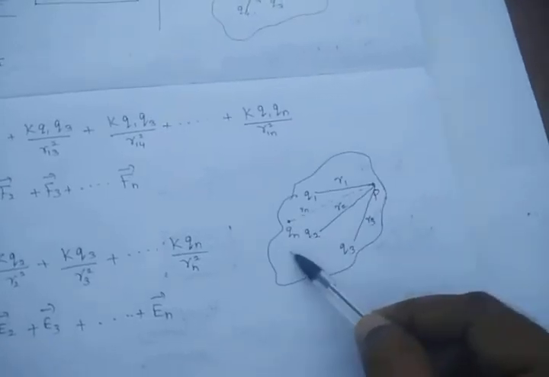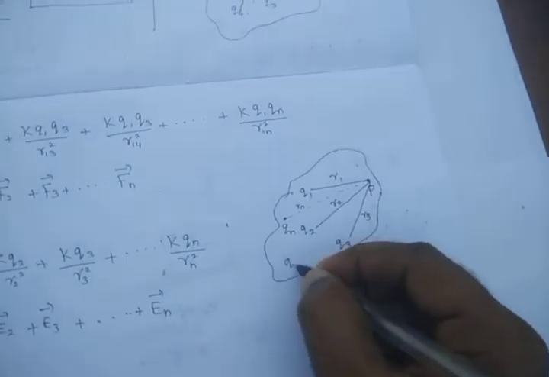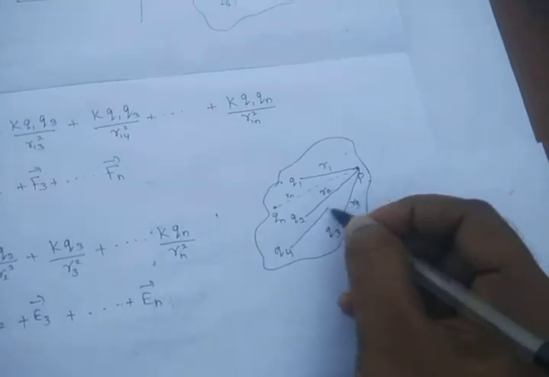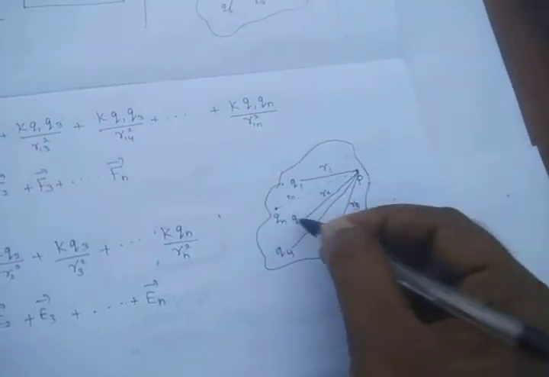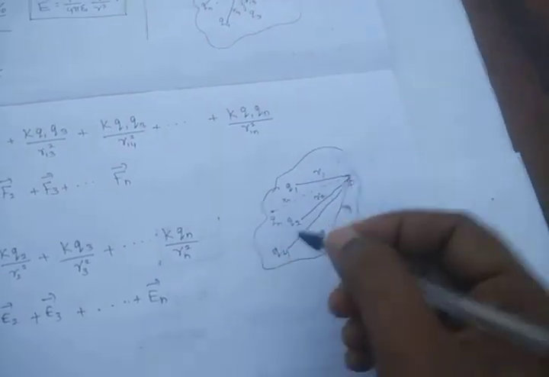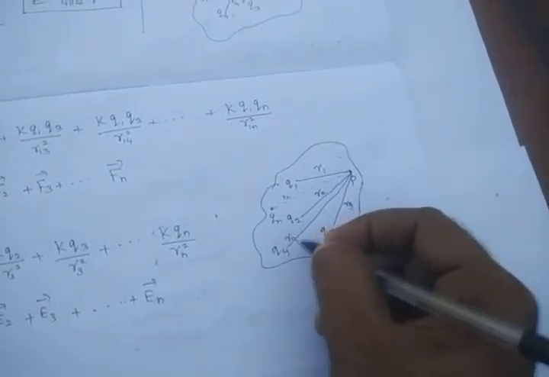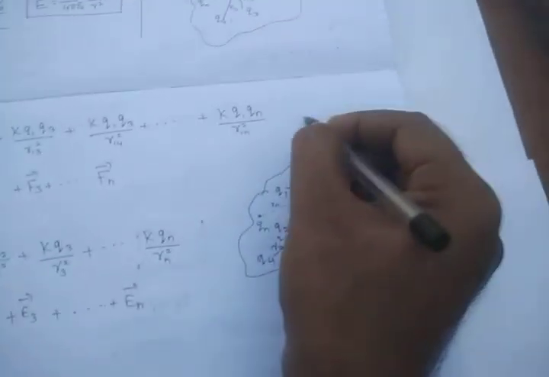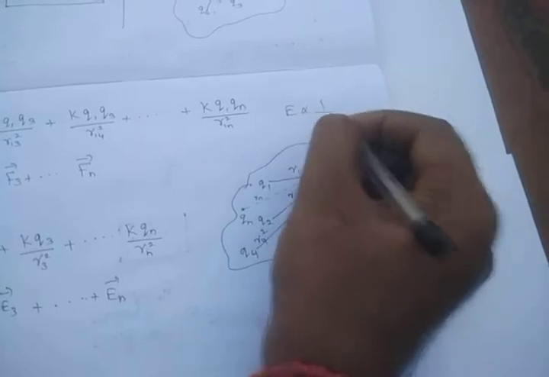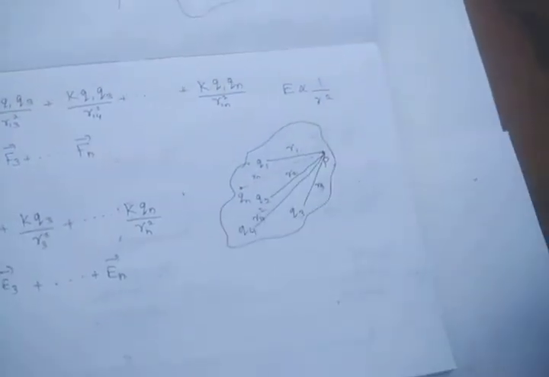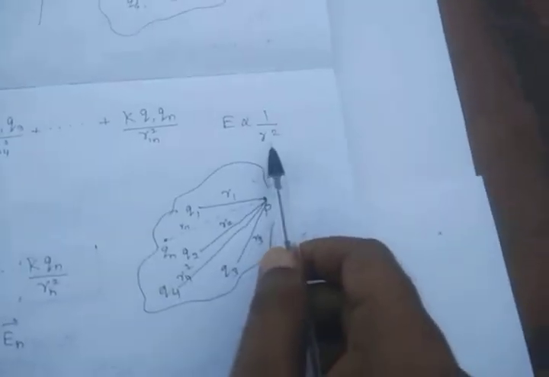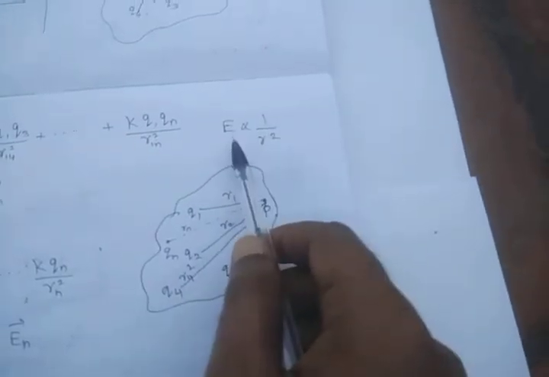That means when the distance increases, let us assume that the charge q4 is present here. So compared with q1, q2 and q3, q4 is far away, so the distance r squared is also increased. That means the electric field E is inversely proportional to 1 by r squared. Dear students, when the distance is larger, the electric field is very, very less.